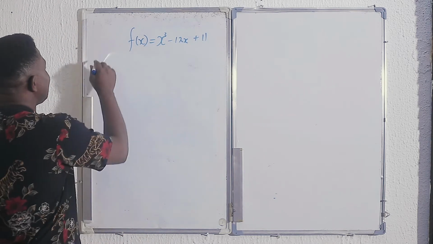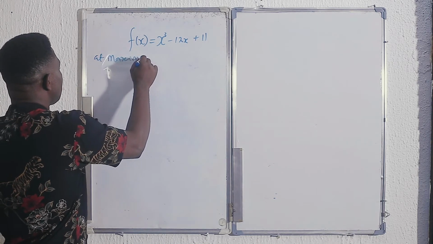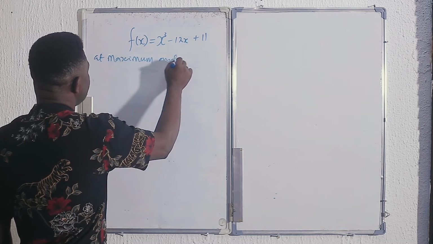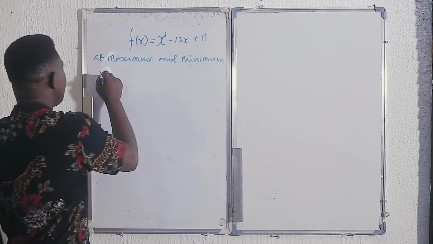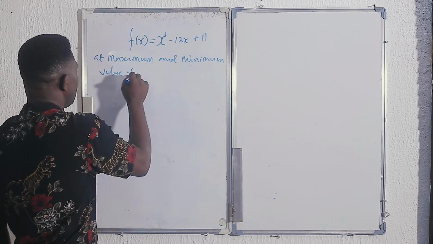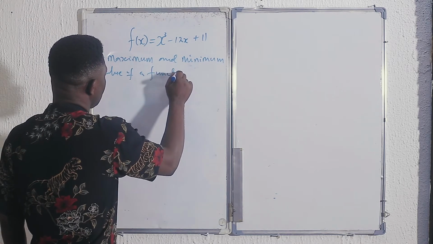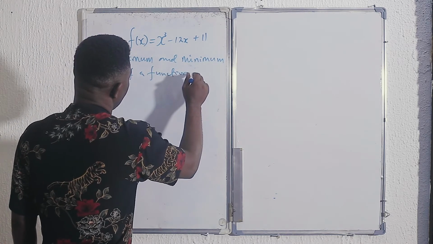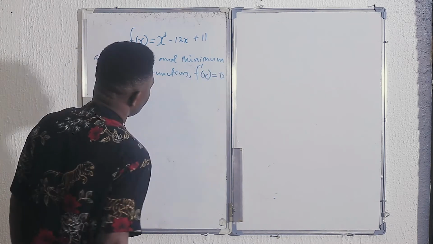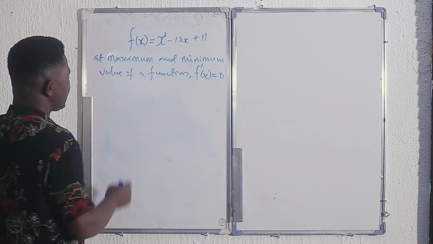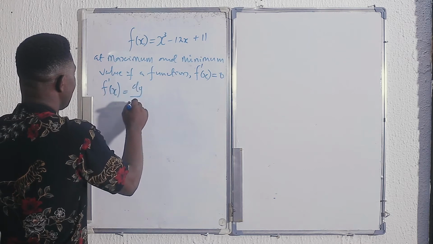Now remember that at maximum and minimum value of a function, f prime of x is equal to 0. Now, what's f prime of x? f prime of x is the same as dy over dx.